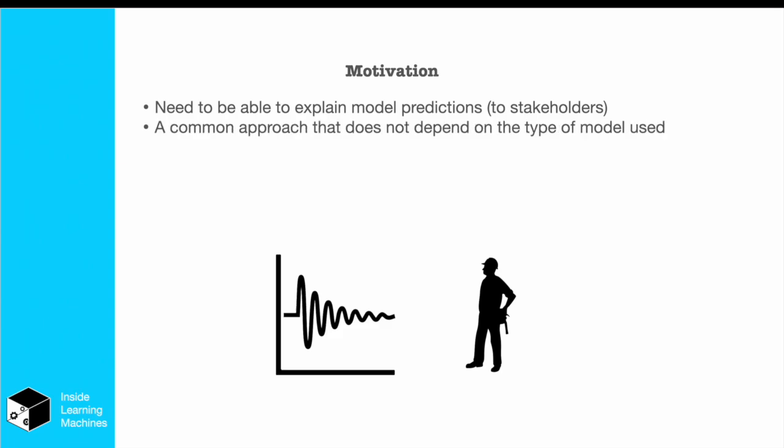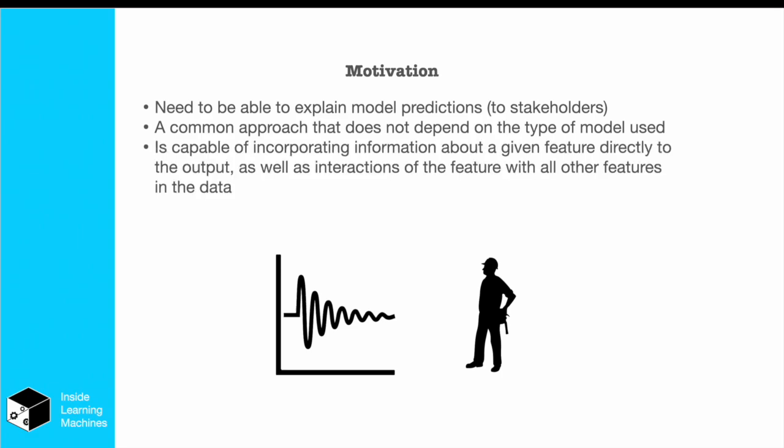Now, one subtlety to this is that whatever approach we adopt, we want it to be general. That is, no matter what type of model we use, whether it's a linear regression or a complicated neural network, the approach that we pick should be able to work and help us determine what is influencing the predictions of that model. And lastly, the technique we use should not only incorporate information that directly relates any given input feature to the output, but also incorporate interactions between the input features themselves.